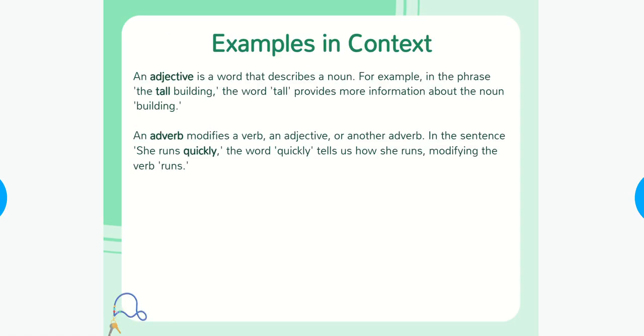Here are some examples in context. An adjective is a word that describes a noun. So again, here's your example, the tall building. Tall provides more information about the noun because it's giving us the height of the building. An adverb modifies a verb, an adjective, or another adverb. In the sentence, she runs quickly, the word quickly tells us how she runs, modifying or changing the verb runs.